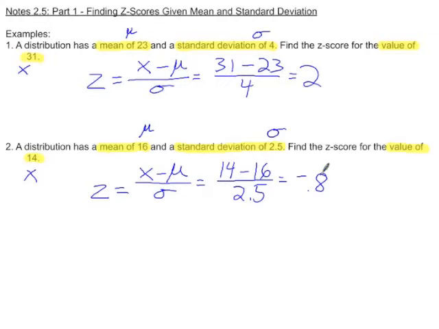This equals a z-score of negative 0.8. So this data value is less than 1 standard deviation away from the mean in the negative direction. So it's to the left of the mean, it's less than the mean, less than 1 standard deviation away. So this is a very typical value, right? There's nothing unusual about 14 in a data set with a mean of 16 and a standard deviation of 2.5.